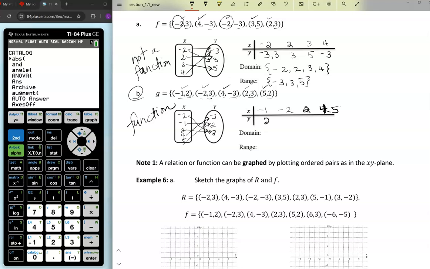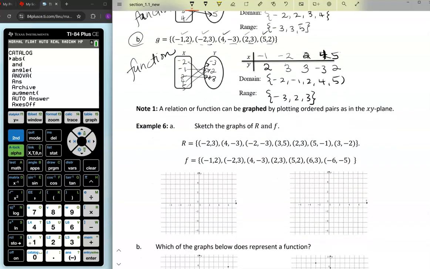So -1 maps to a 2, -2 is a 3, +2 is a 3, +4 is a -3, and +5 is a 2. The fact that we have these repetitions down here in the y is okay. Remember, y can repeat all it wants, as far as the function works. X cannot repeat, but y can. So the domain, I'm filling it in from my mapping diagram. I'm just taking these numbers over here that have arrows. And then my range, I'm pulling from this.